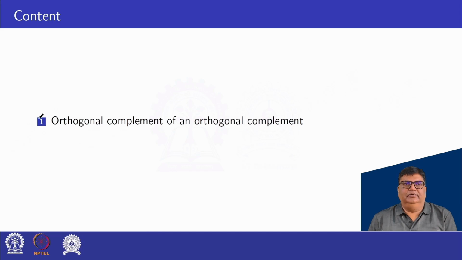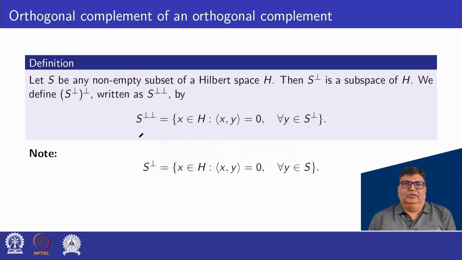This is the content of today's lecture: orthogonal complement of an orthogonal complement. In the 34th lecture, we discussed the orthogonal complement. If S is a subset of a Hilbert space H, then S perpendicular, that is the orthogonal complement of S, is defined as the set of X belonging to H such that the inner product of X, Y is equal to 0 for all Y belonging to S.